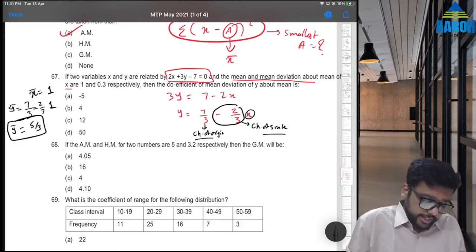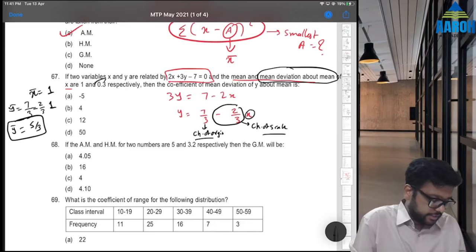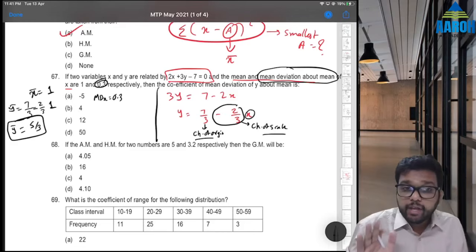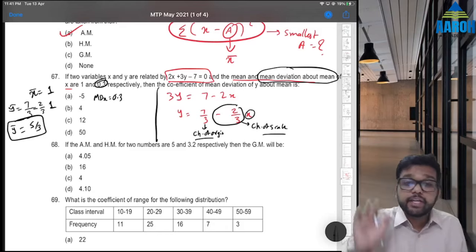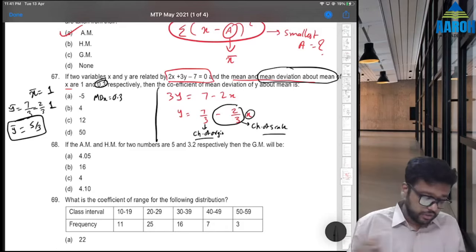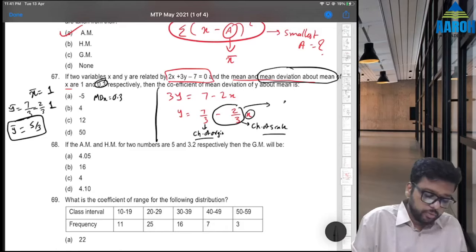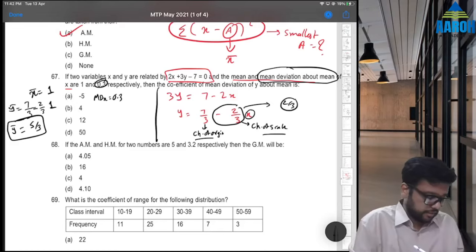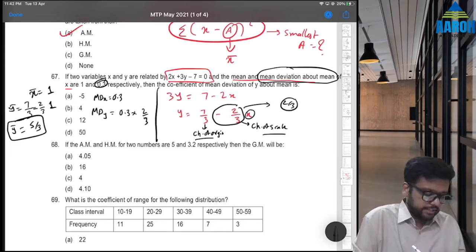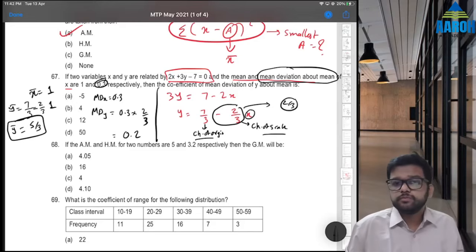Then they are saying mean deviation about mean is 0.3. So MD of x is 0.3. You should know that MD is affected only by change of scale, and that also only the positive value. So mean deviation is affected only by 2 by 3, the positive value of change of scale. So MD of y will be 0.3 into 2 by 3. That's it, only change of scale. 0.3 into 2 by 3 will be 0.2.